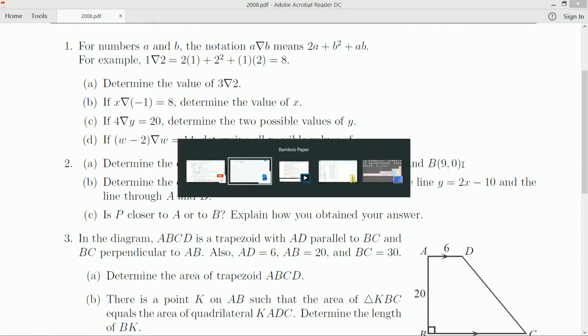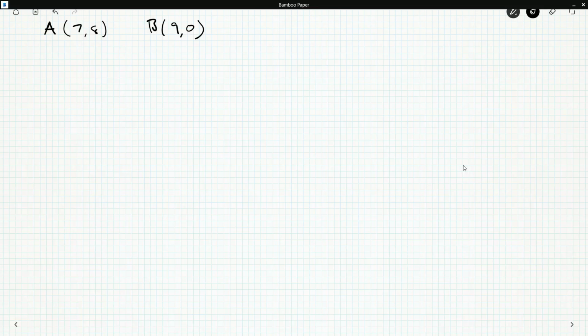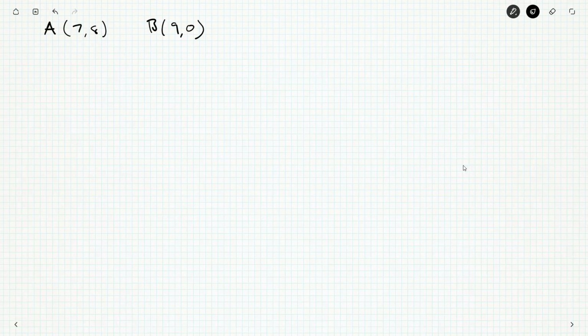So we've got A was (7, 8), and B was (9, 0). I'll just make sure I've copied that correctly. Yep, (7, 8), (9, 0), okay. And we're going to give the equation y equals mx plus b.